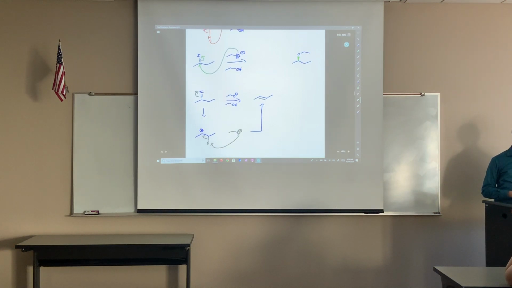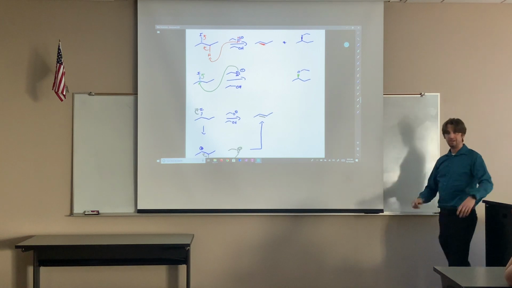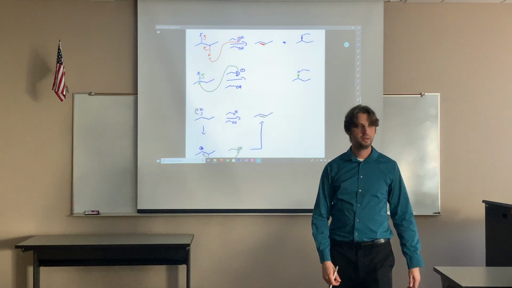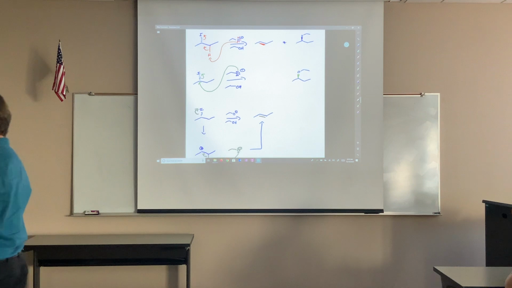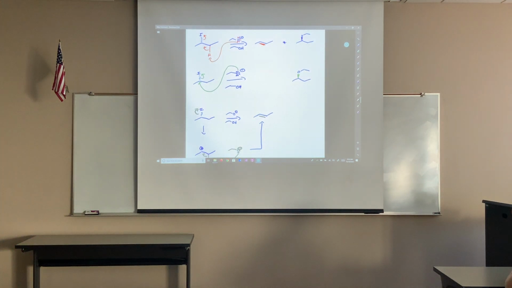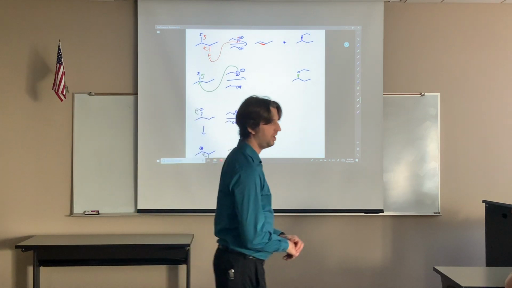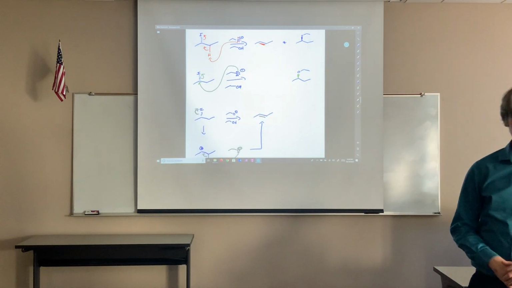What does that look like? How is that any different than my E2? The answer is, it isn't. I didn't say that the different mechanisms are going to make different products. They could in some cases, but in some cases they're going to end up with the same thing.